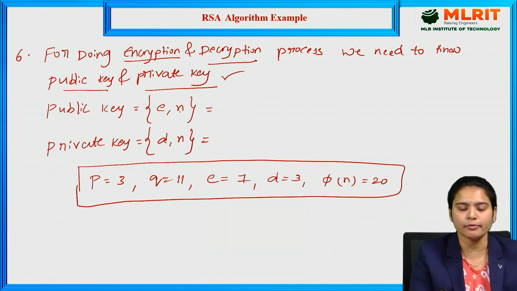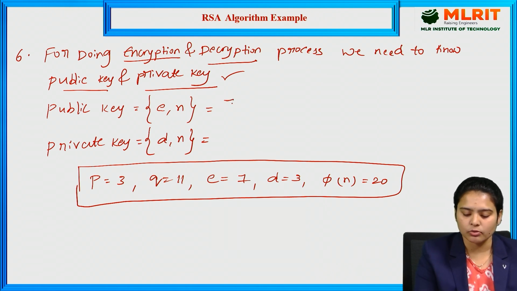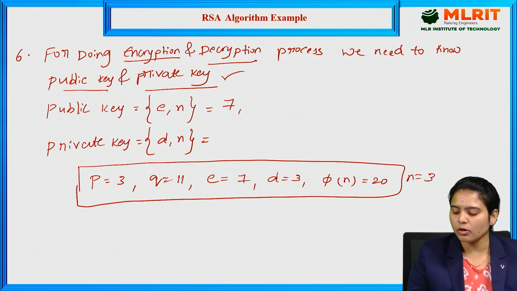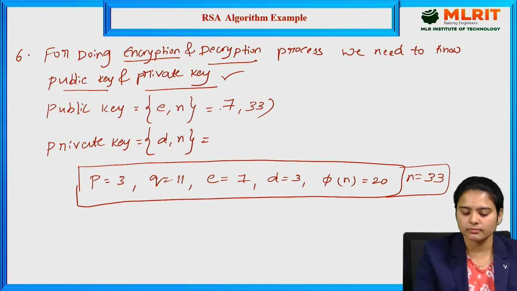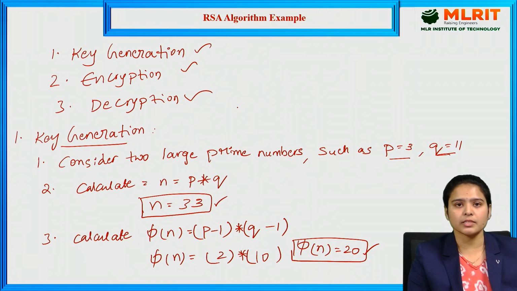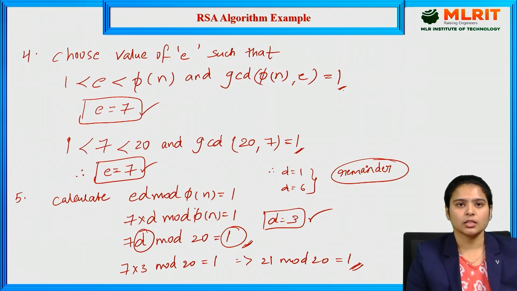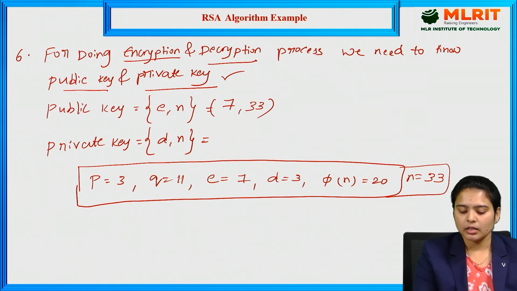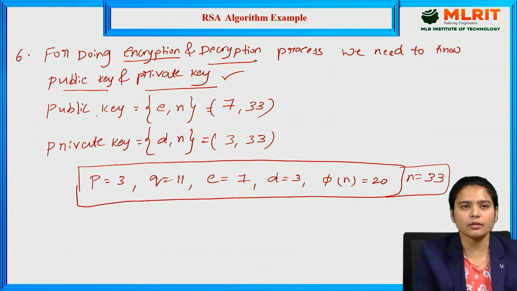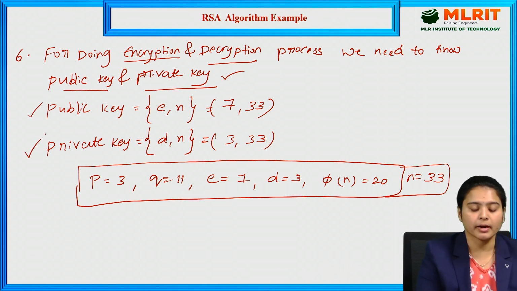For encryption and decryption, we need the value of N. E we already know is 7, comma N. We also got the value of N, that is 33. Already we have got it in the previous slide, N equals 33. So E comma N is 7 comma 33 and the private key D comma N is 3 comma 33. So we got the values of the public key and private key also.